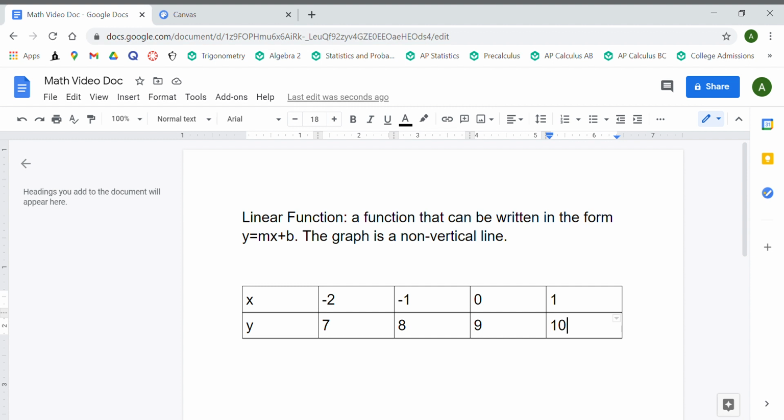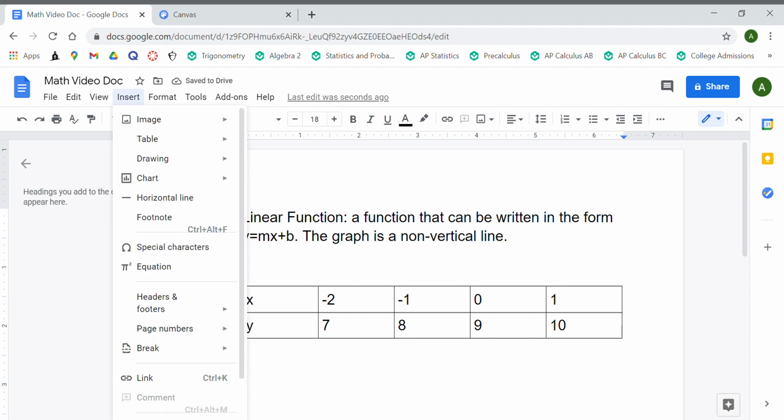As we go from left to right, x values are increasing by 1 in each cell. 1 plus 1 plus 1 plus 1. Simple. And then same thing here, plus 1 plus 1 plus 1. So every time x increases by 1, there is a constant change in y, in this case plus 1. That is a linear function.